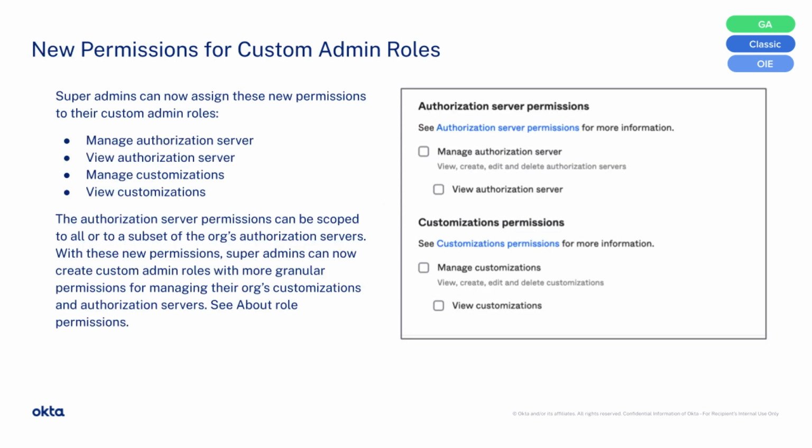Super admins can now assign the following permissions to their custom admin roles: Manage Authorization Server, View Authorization Server, Manage Customizations, and View Customizations. The authorization server permissions can be scoped to all, or a subset of the org's authorization servers.